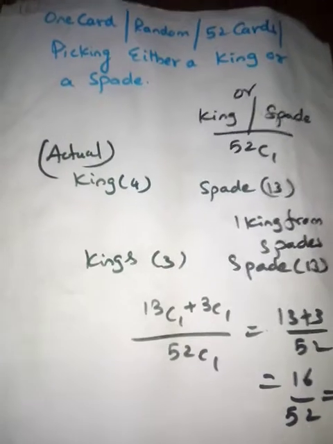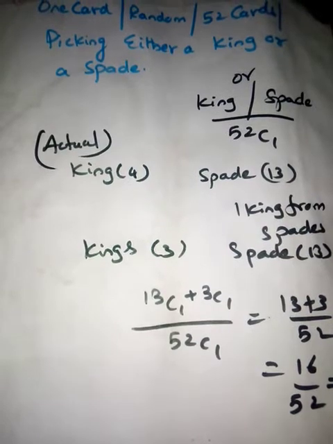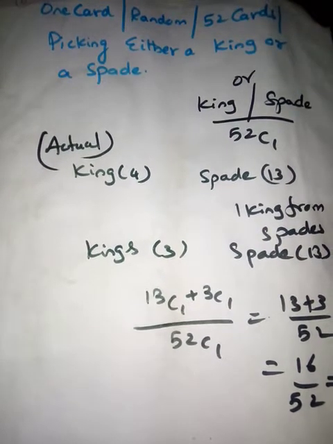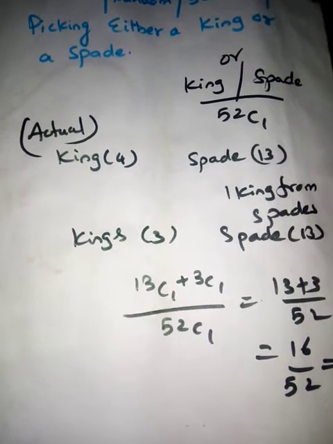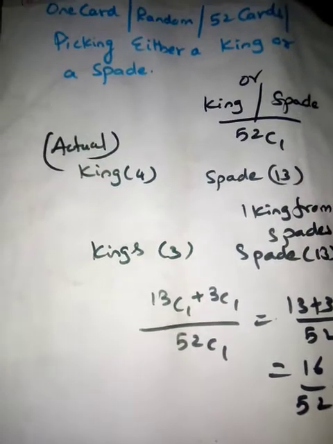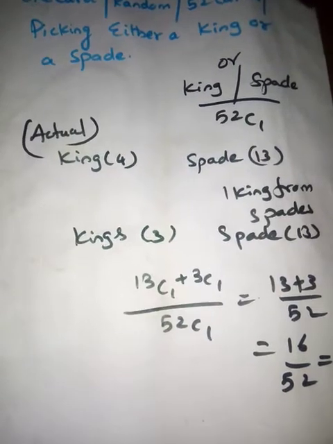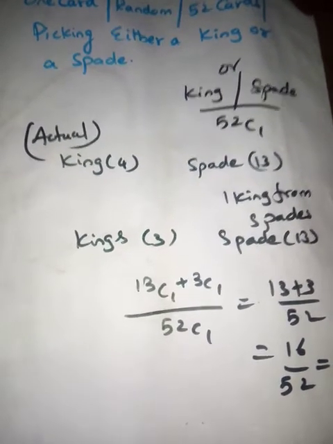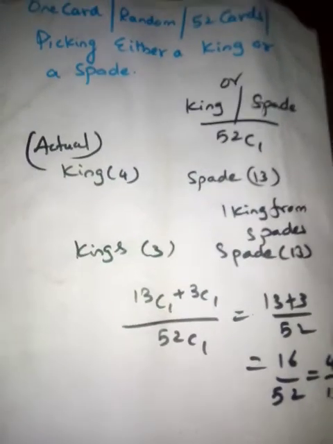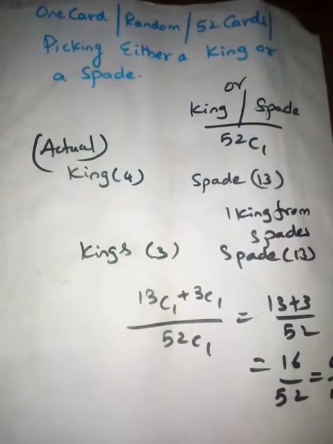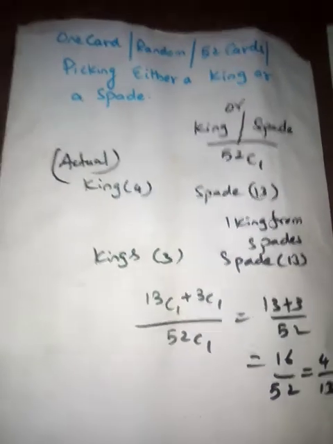One card is drawn at random from 52 cards. What is the probability of picking either a king or a spade? There are 13 spades. One king from 13 spades we are taking, and remaining out of the 4 kings, there are only 3 kings. So 13c1, that is from spades, plus 3c1. Total it is 13 plus 3, 16 by 52c1, because we are taking only one card. There may be questions where we have to pick 2 cards, 3 cards. As we go on into the video further, we may get different varieties of questions.